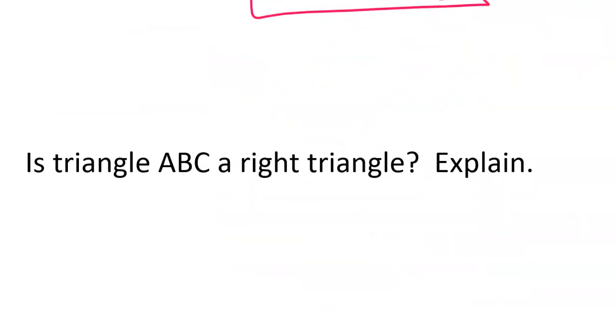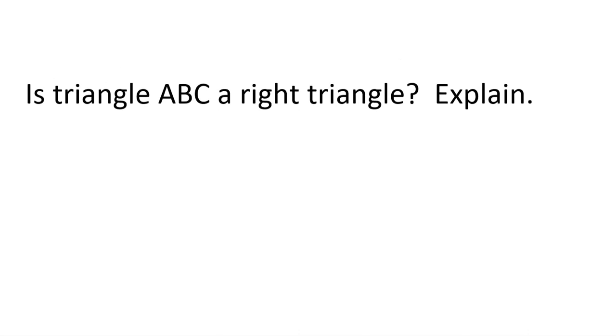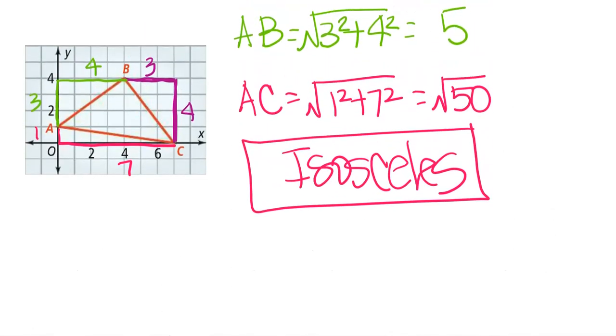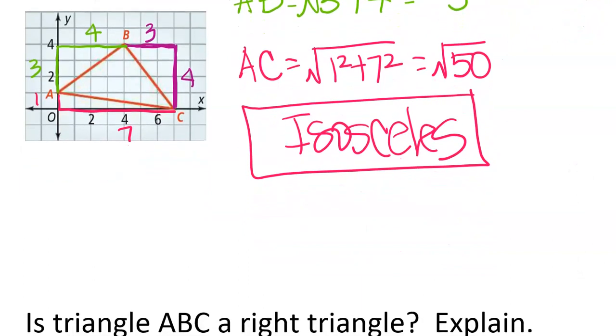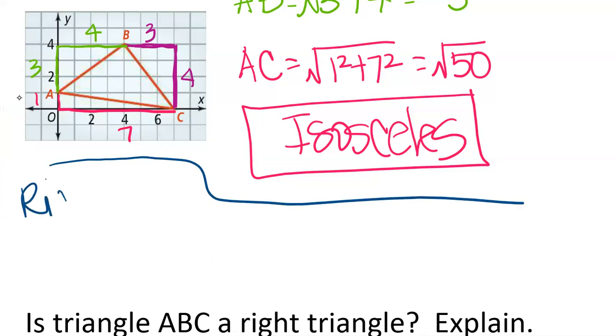Now, let's do another one. Is it a right triangle? Okay, and explain. So with this one, we already know it's isosceles, but we don't know for sure if it's a right triangle. So let's break that down and try to figure that out. Let's go here. Now, if it's a right triangle, we know that it has to have a right angle in it. Do you suppose the right angle is right there? No. Is it right there? It's probably the one that looks like a right angle.